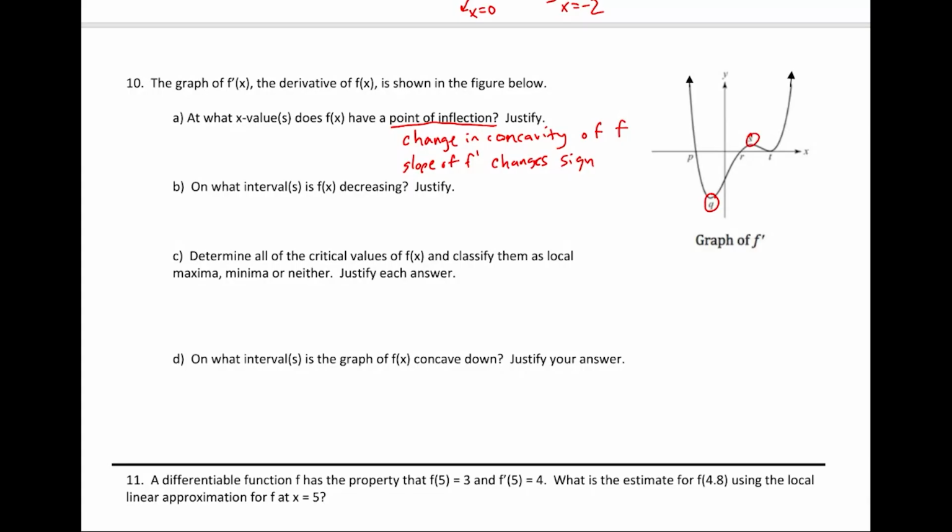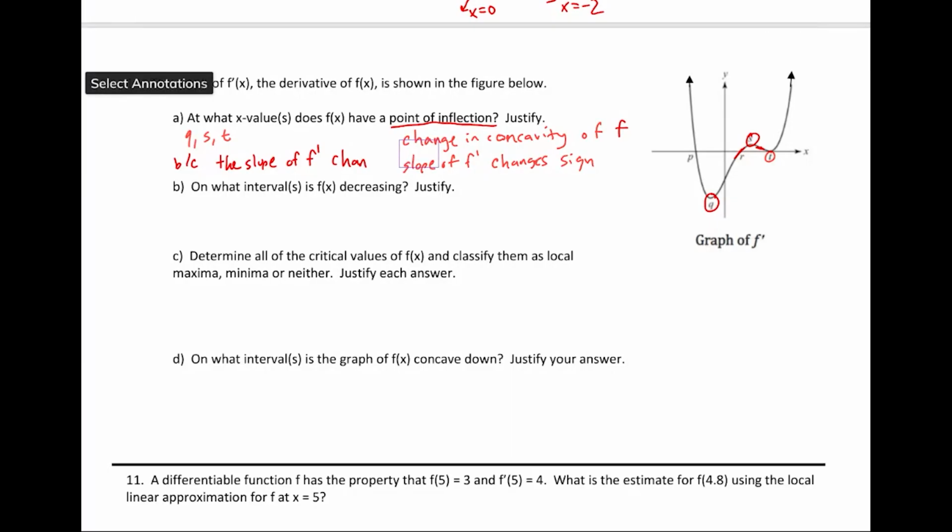At s, we have the slope changing from being positive to negative, so that is also going to be a point of inflection. And finally, we have one at t. So we have q, s, and t. All those are x values where f of x has a point of inflection. And the reason we know that to be true is because the slope of f prime changes sign.